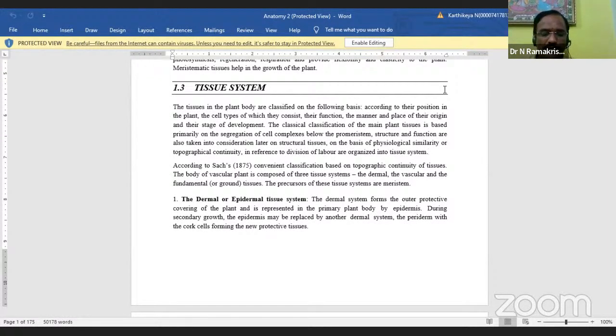And the next one is actinocytic. What is the meaning of actinocytic? Actinocytic means the stomata with four or more subsidiary cells elongated radially to the stomata. The example is in Araceae. Okay.